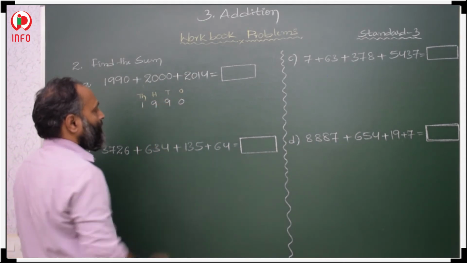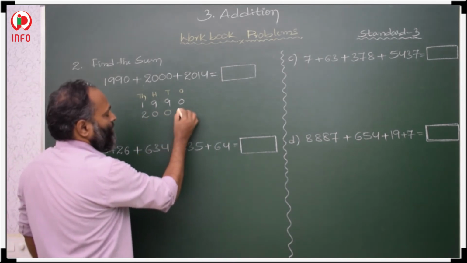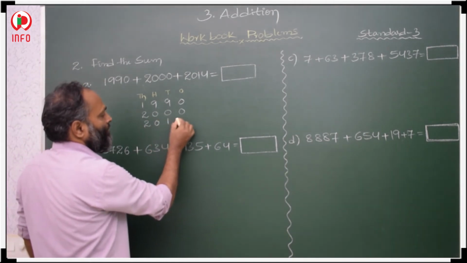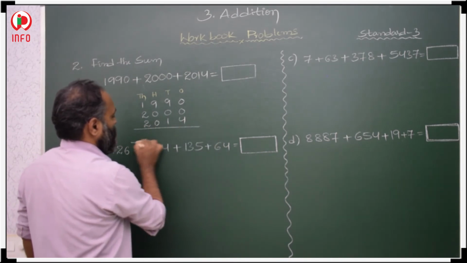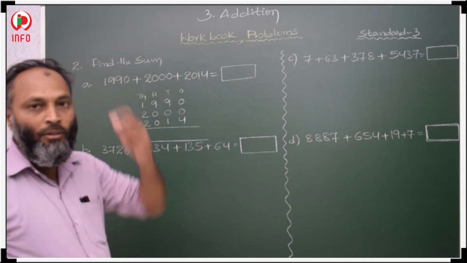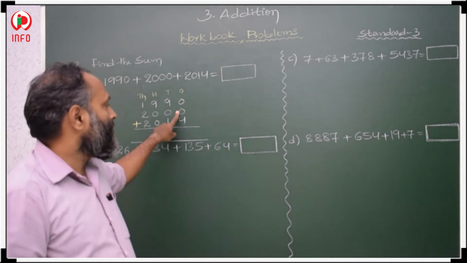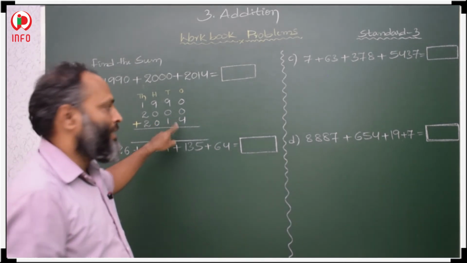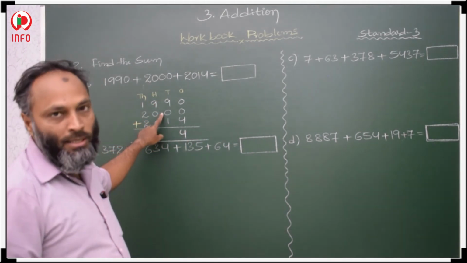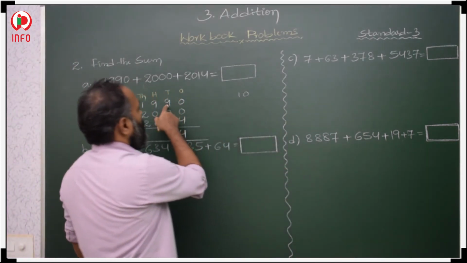Then 1990. Next 2000. Next 2014. Now addition. How to add this? See here, 0 plus 0 is 0 and 0 plus any number is that number, that is 4. Now 9 plus 0 is 9 and 9 plus 1 is 10. This is 10. This is the tens place.